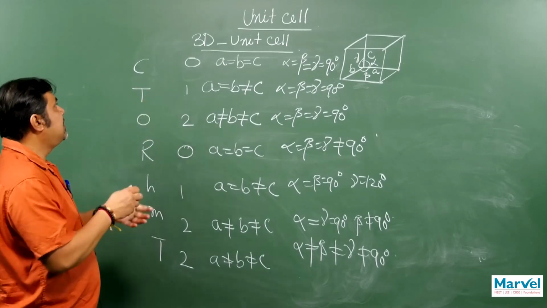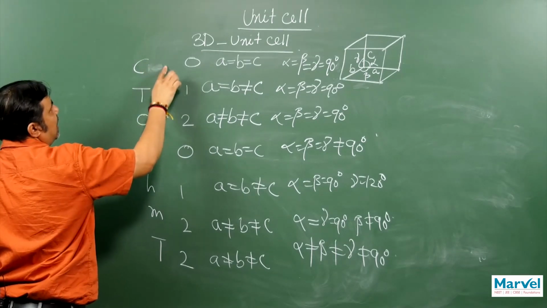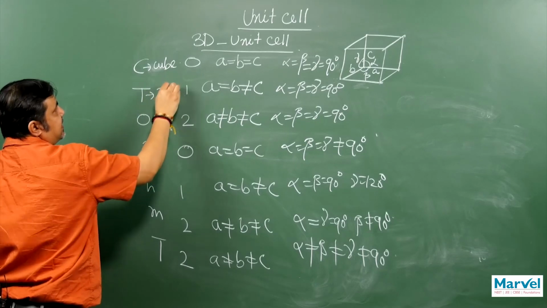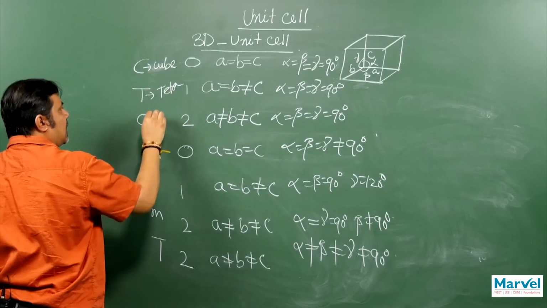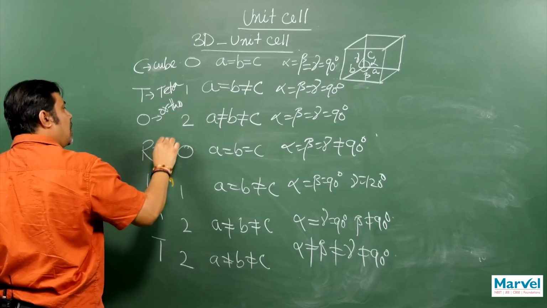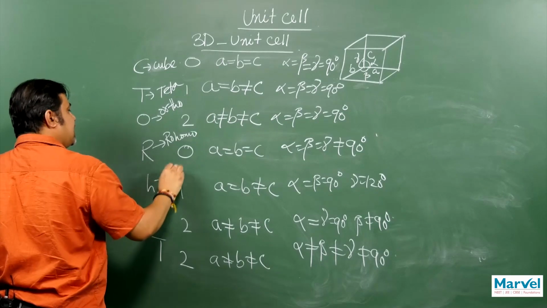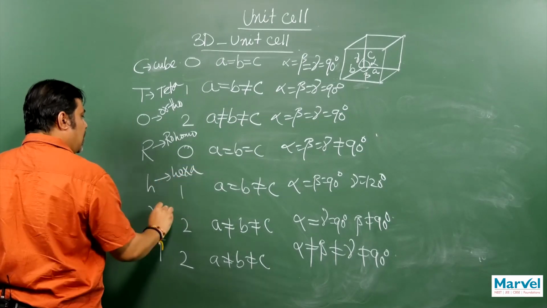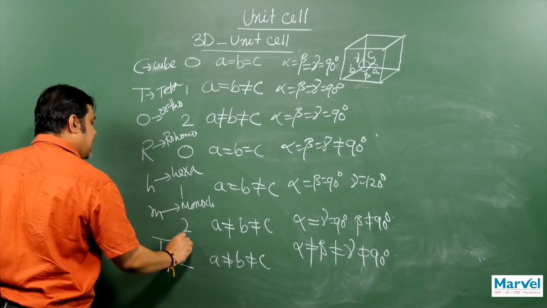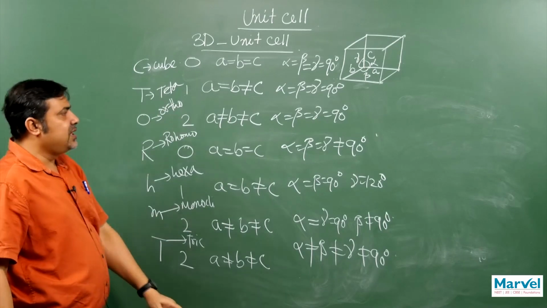And the names are: this is called a cube, a simple cube. This is called tetragonal, this is called orthorhombic, this is called rhombohedral, this is called hexagonal, this is called monoclinic, this is called triclinic.